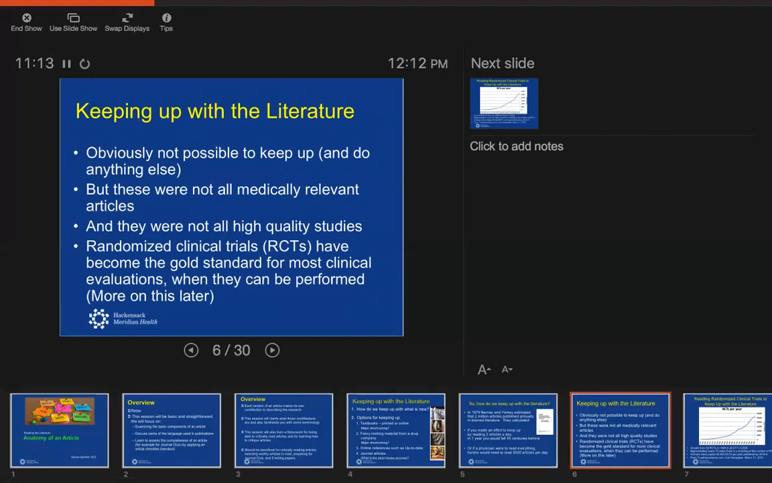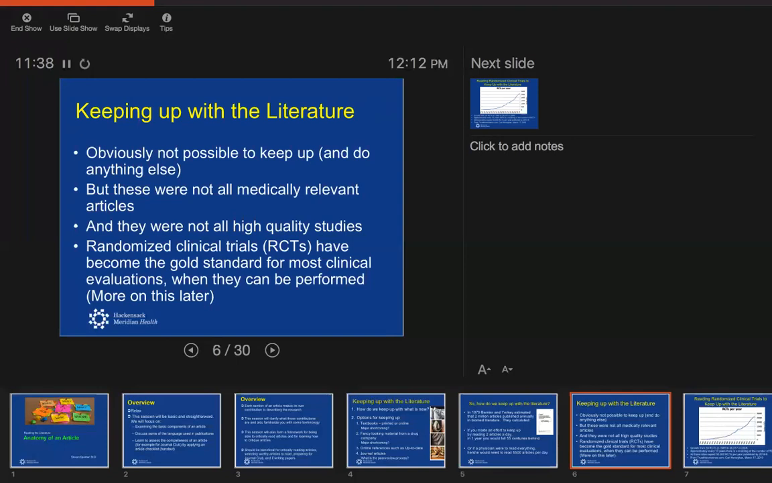So obviously it's not possible to keep up and do anything else, like go to work. But not all of these were medically relevant. That was the biomedical literature, not necessarily in the medical field that's of relevance. And those were not all high quality studies. So randomized clinical trials have become the gold standard for most clinical evaluations when they can be performed.